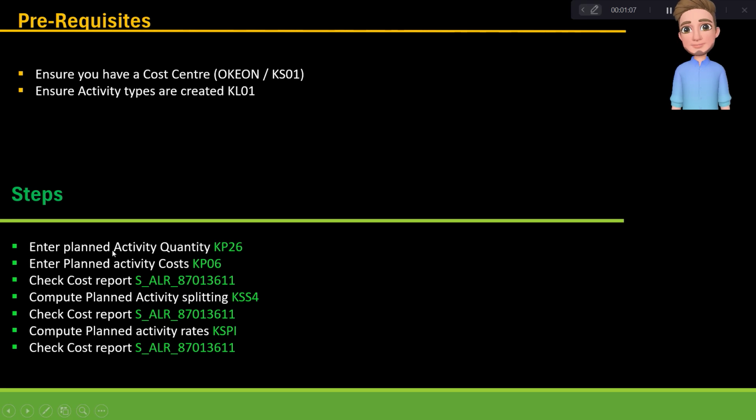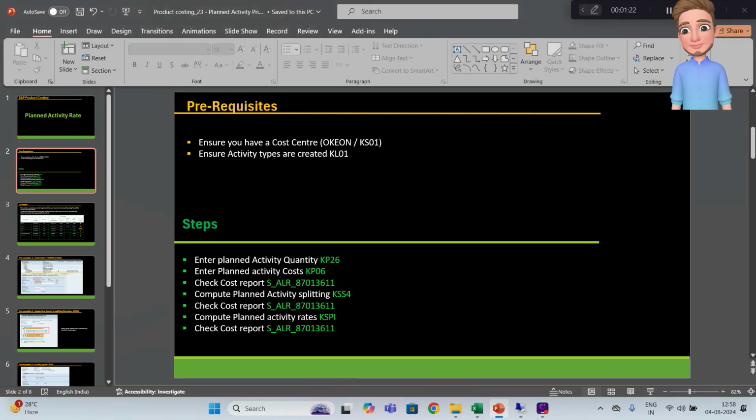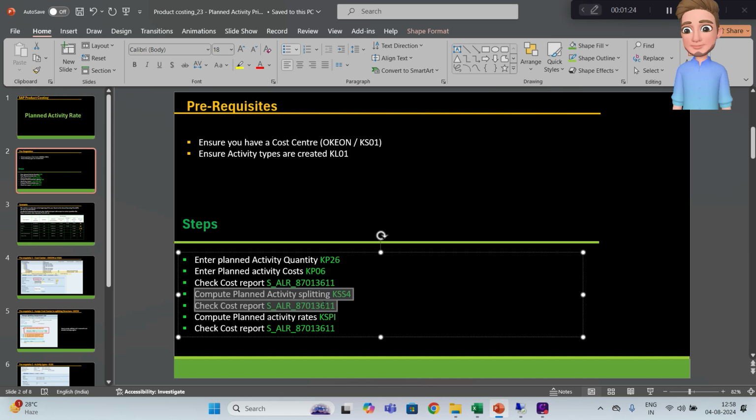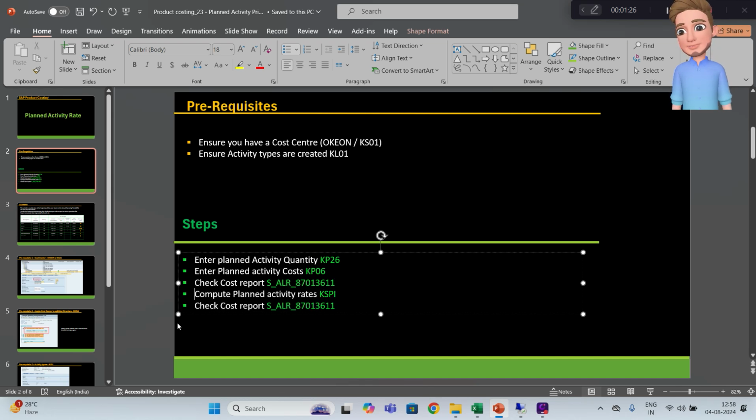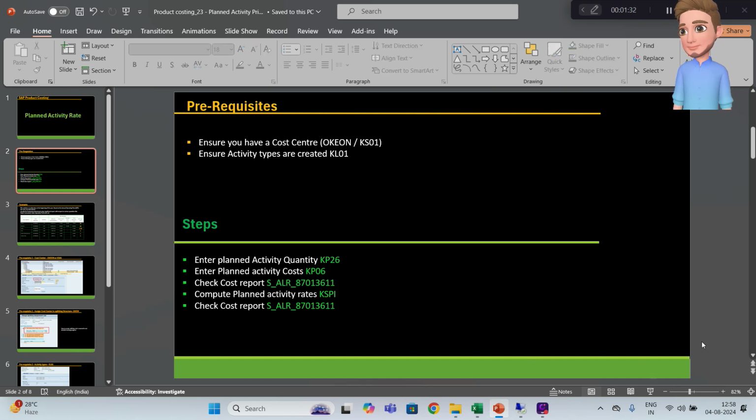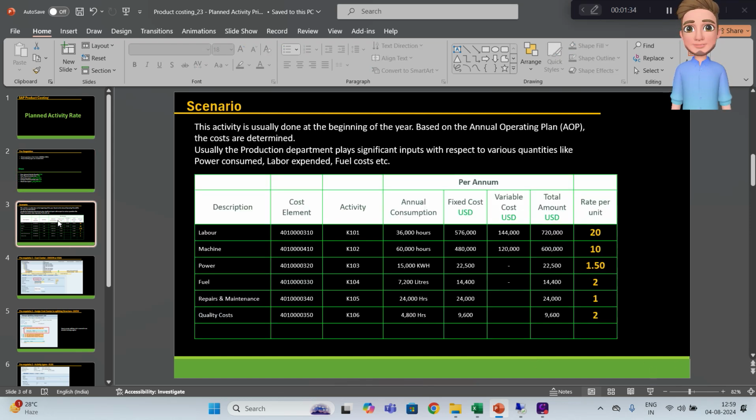So the first step is we will enter planned activity quantity, then we will enter planned activity cost. Once we enter the activity cost, we check the cost report. Then we would compute planned activity splitting, but we will do splitting separately. Then we will compute planned activity rates and check the cost report. So these are the activities we will see today.